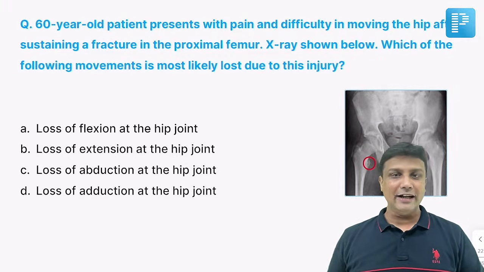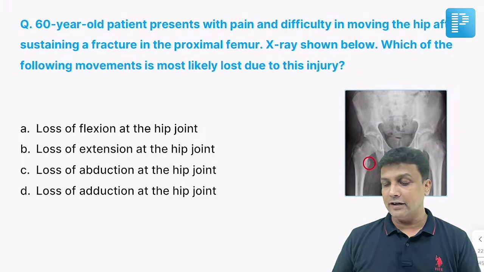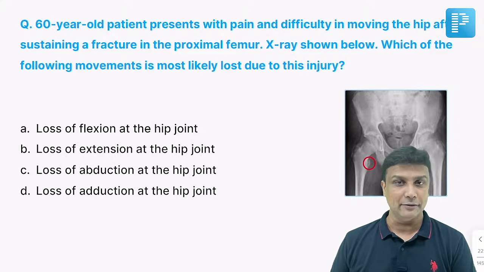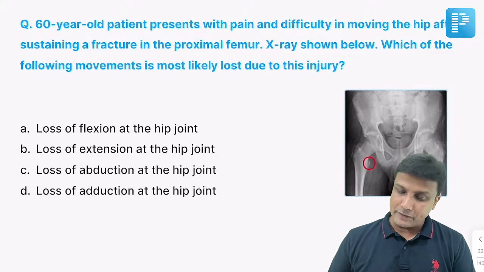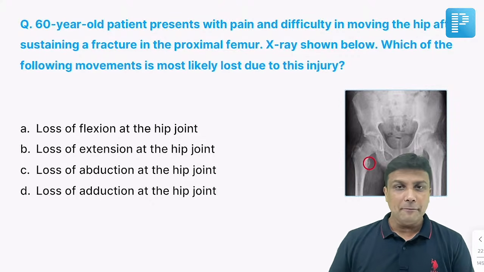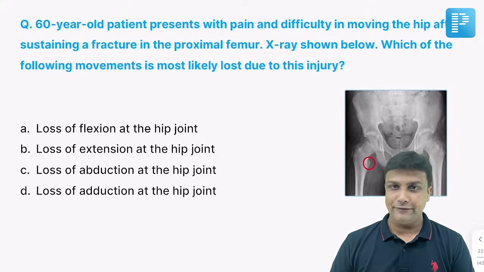Next, moving on to the next concept here. A 60-year-old patient presents with pain and difficulty in moving the hip after sustaining a fracture in the proximal femur. X-ray shown below. Which of the following movements is most likely lost due to this injury here, sir? Now, first of all, the one which is marked here will be the lesser trochanter of the femur.